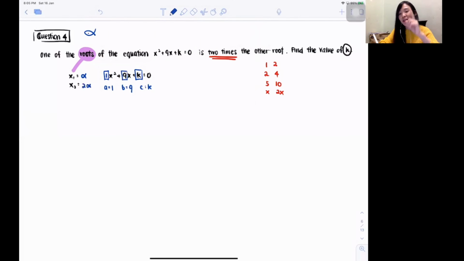Students love to write alpha and beta, I don't understand why, my dear. You don't have to force yourself to use both alpha and beta. You can just use one of them, okay? If you like alpha, you put alpha and 2 alpha. If you like beta, you put beta and 2 beta. Just choose one and use it, and don't write alpha and 2 beta. Because if my first one is alpha, the other should be 2 times the first one. So the first one is alpha, 2 times of the alpha is 2 alpha.